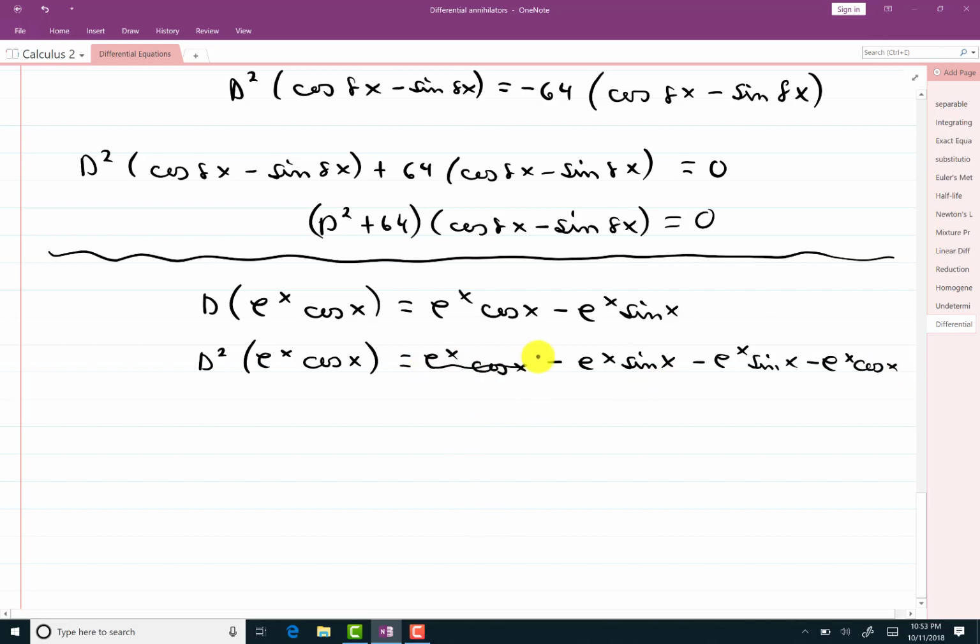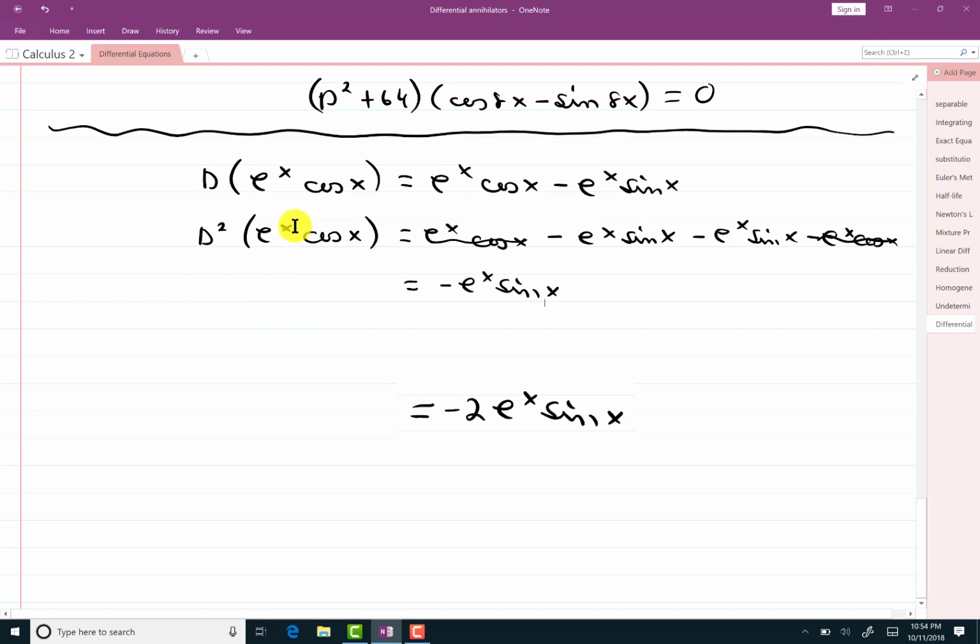The e to the x cosine of x's go away, and we're left with negative e to the x sine of x. Now I could take this and subtract that, but it still leaves me with a piece of cosine of x. Instead, this is a very difficult method to come up with something that will work with this. What we have to do is remember the type of homogeneous equations that had answers like this.